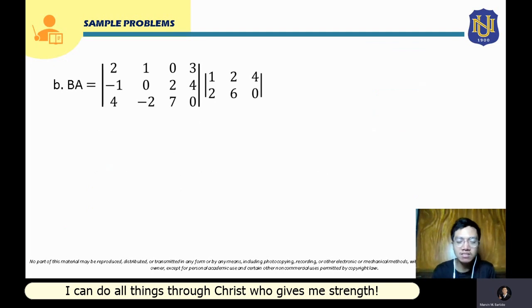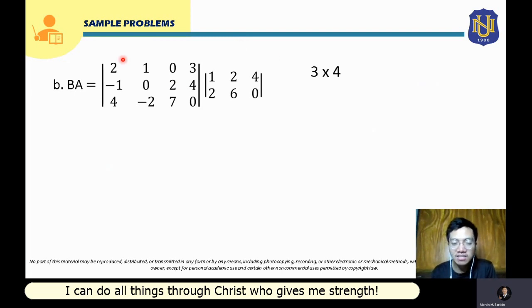So now for letter B, this is B times A. So we just interchange the position of B and A, right? So this is matrix B and this is matrix A. So again, before we multiply this, we first have to check if it complies to the requirement for these matrices to be multiplied.